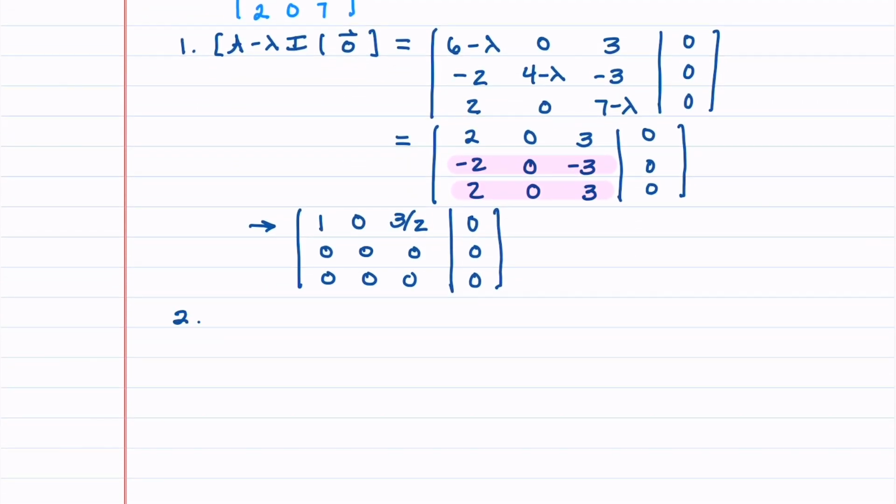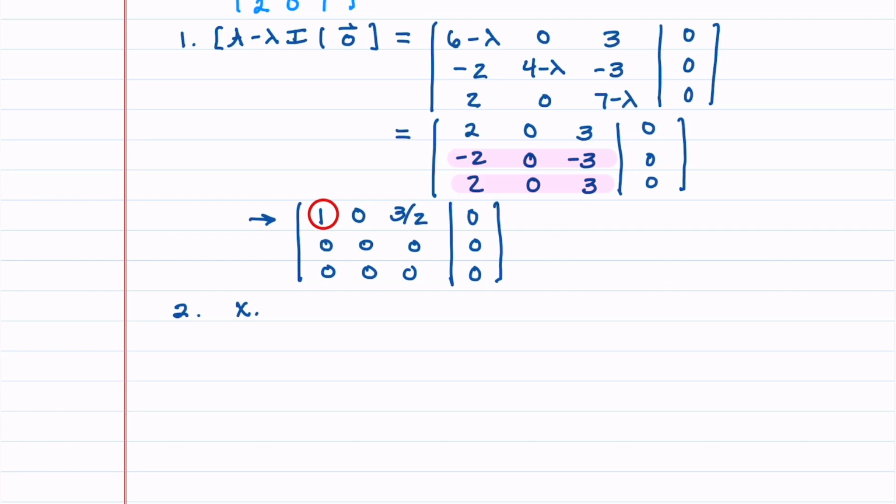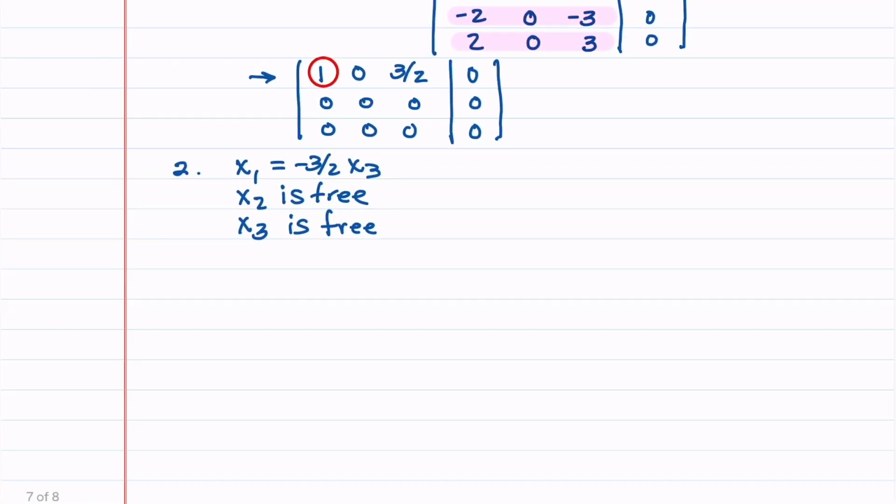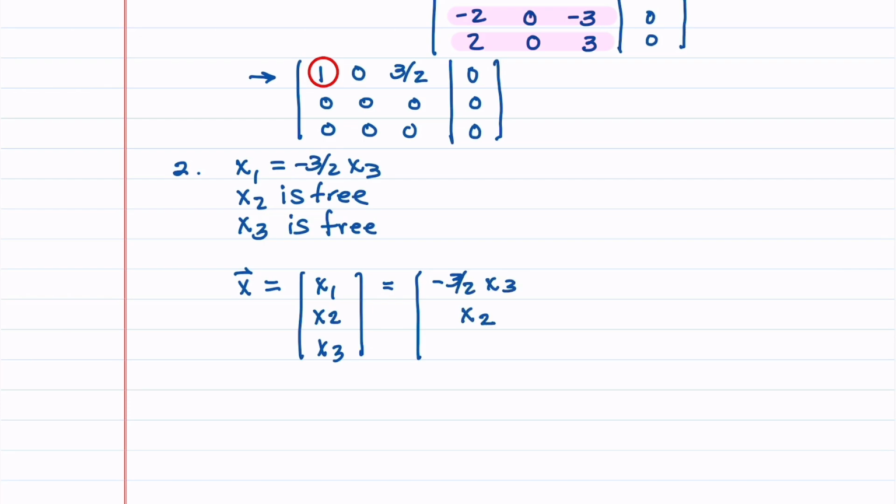Our second step is to find our solution x. We see from step 1 that x1 is equal to minus 3 halves x3. x2 is a free variable, and x3 is a free variable. This gives us the solution x is equal to x1, x2, and x3. And now we just plug in what we got. x1 is minus 3 halves x3. x2 is a free variable, so it goes in as itself. And then x3 also goes in as itself.